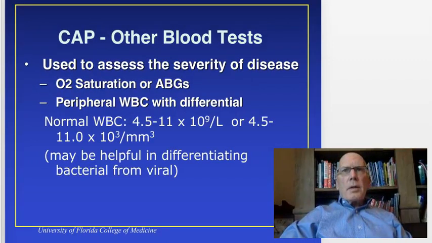Two other blood tests that should be drawn to assess the severity of the illness are an arterial blood gas to assess the level of oxygenation and a peripheral white cell count. A high peripheral white blood cell count with band forms, young forms, suggests a serious bacterial pneumonia, and also may be helpful in differentiating bacterial from viral pneumonia. Bacteria usually are associated with a higher white blood cell count and a predominance of PMNs with band forms.